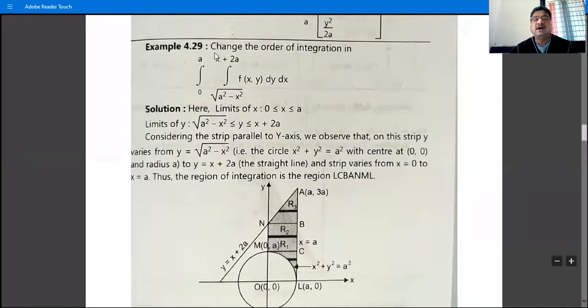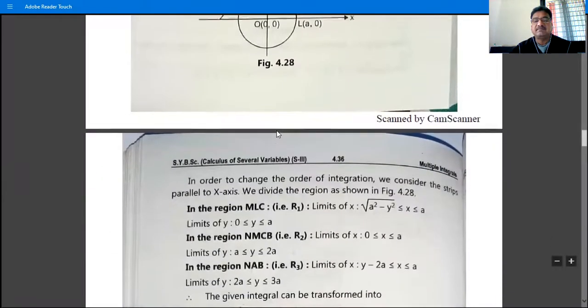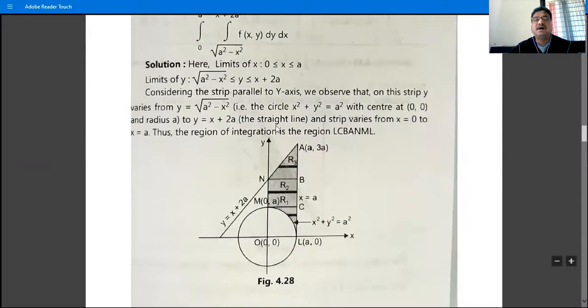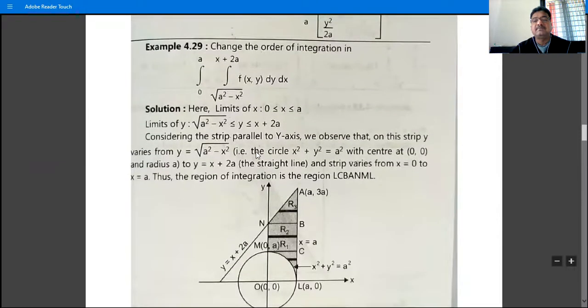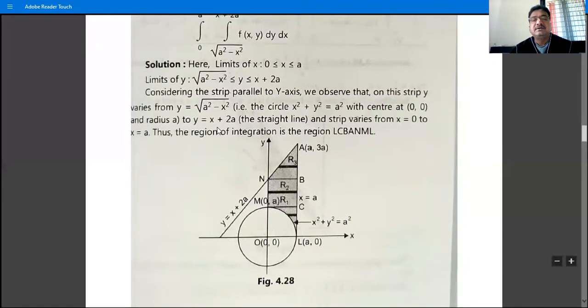Now y is equal to x plus 2a is the equation of a straight line. So how can we draw this straight line? Substitute x as 0, we get y as 2a. So denote that point: x is 0, then y is 2a.